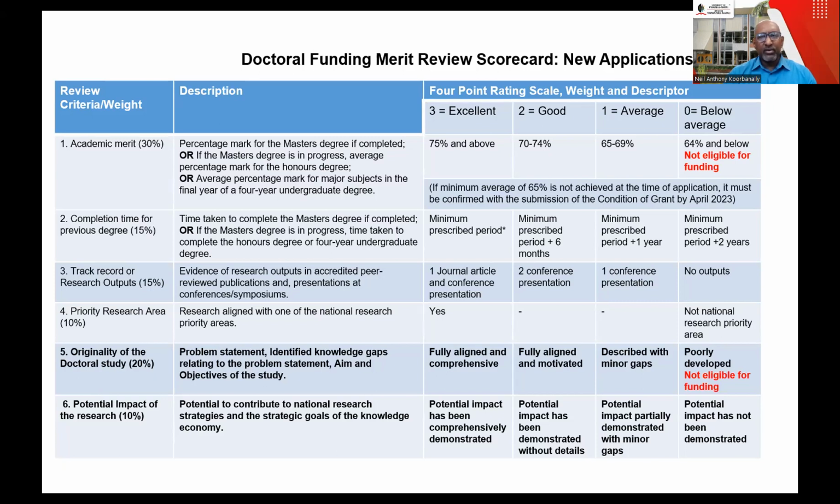Now, if you look at the track record or research outputs, in order to excel in that particular area, now I'm talking to the master's students applying for a PhD here. This is evidence of research outputs in accredited peer-reviewed publications, presentations, or conferences or symposia. So this here highlights the fact that you either published some of your scientific work. Now, in order to publish scientific work, it needs to have a fair degree of novelty, which means that no one in the world must have done that particular aspect.